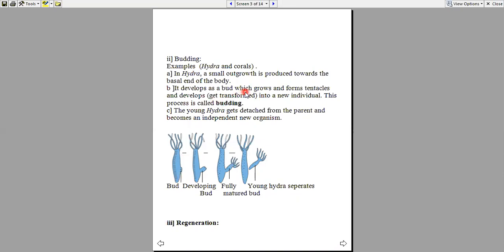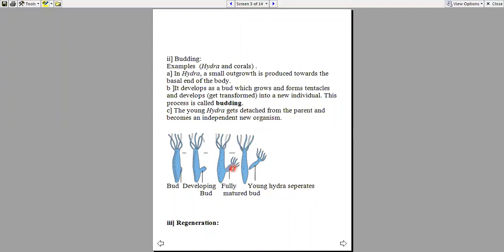It develops as a bud which grows and forms tentacles. You can see this is a developing bud, and when this bud develops, it grows in the form of tentacles and develops into a new individual. You can see a new hydra is formed here. This process is called budding. The young hydra then, in matured condition, separates or detaches from the parent, and it becomes a young hydra. And this is the way how a new organism is formed by means of budding.